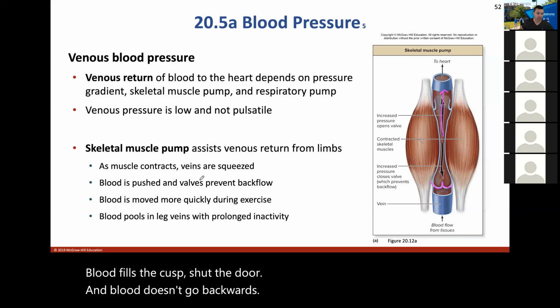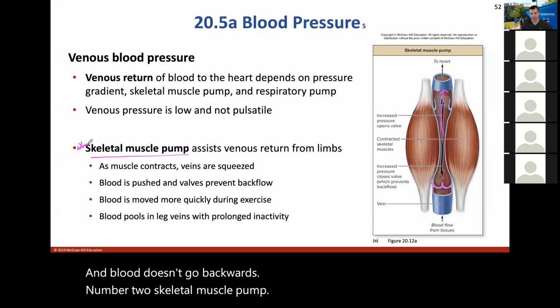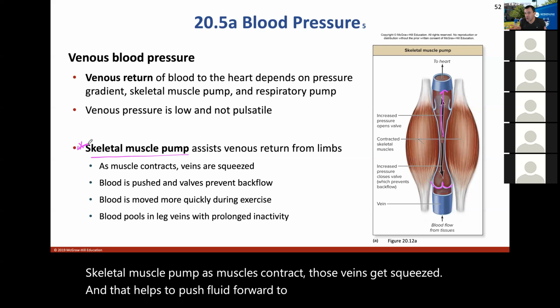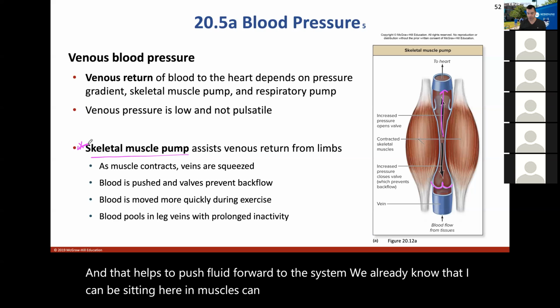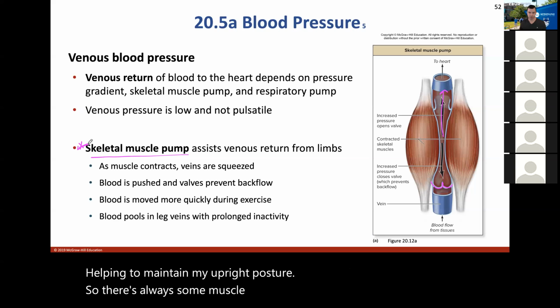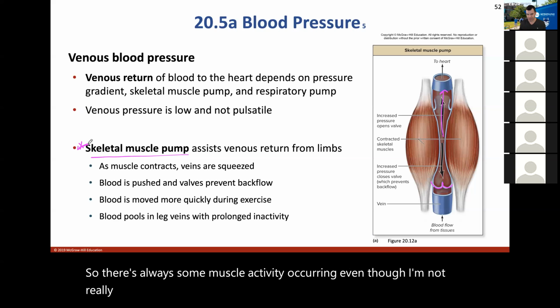Number two, skeletal muscle pump. Okay. As muscles contract, those veins get squeezed, and that helps to push fluid forward through the system. We already know that I can be sitting here and muscles can be contracting, right? Helping to maintain my upright posture. So there's already some muscle activity occurring even though I'm not really moving. We've already discussed that phenomena earlier with skeletal muscle.